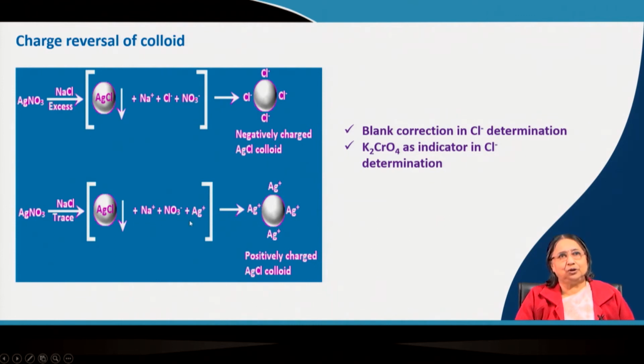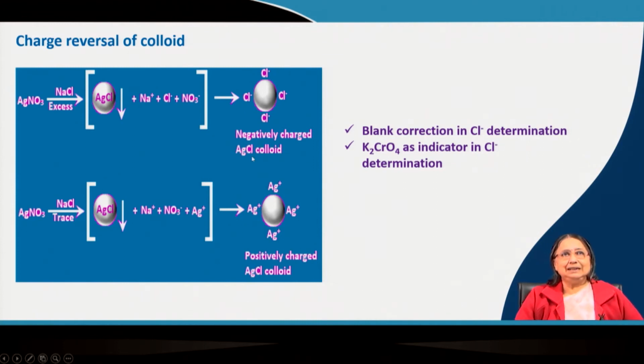So, who will adsorb onto it? Here silver is the family member. So silver plus, although it is positively charged, will still be adsorbed onto it. So now you will get a positively charged colloid. It is the same silver chloride in both cases, but in the first case, because chloride is in excess, it is stabilized by chloride ion, and in this case, because silver is in excess, it is stabilized by silver ion.